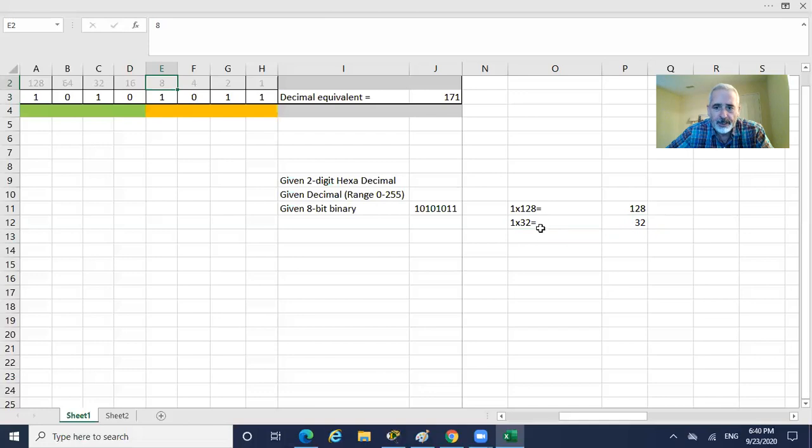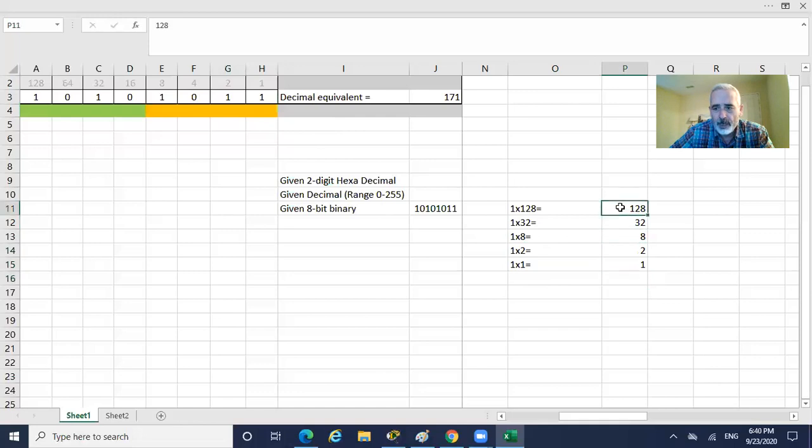1 multiplied by 8 is 8. 1 multiplied by 8 equals 8. 0 multiplied by 4, I ignore that. 1 multiplied by 2 equals 2. 1 multiplied by 1 is 1. 1 by 1 equals 1.